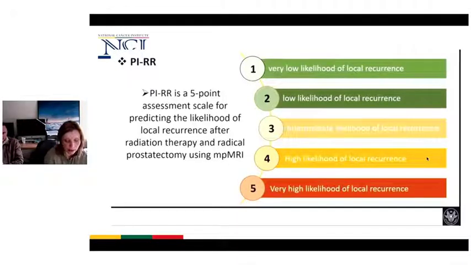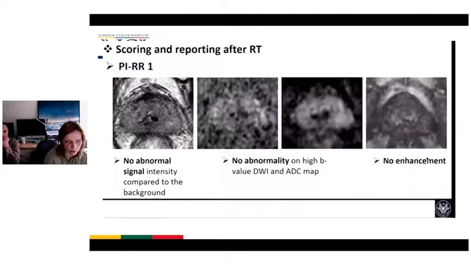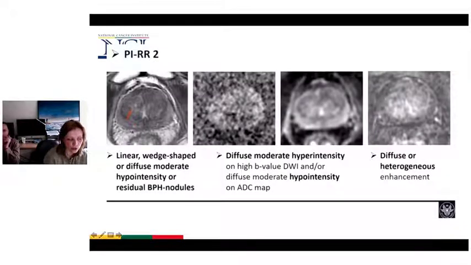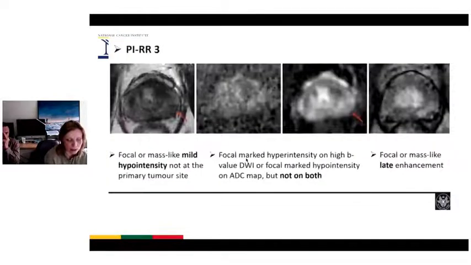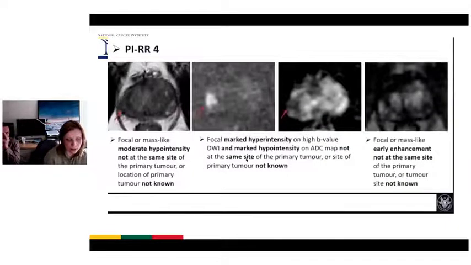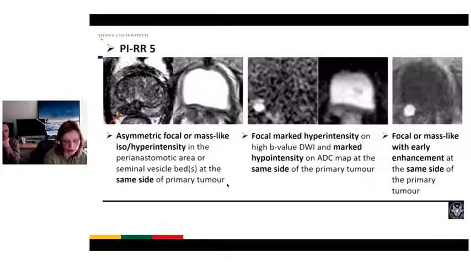And the main thing to know is where the lesion was in the first images. So of course, if we see nothing, it's 1. If we see some wedge-shaped or diffuse hypointensity, it's 2. It's very similar to PI-RADS. If we see something, but we do not really know, it's 3. And if we see a lesion, but it does not correspond to previously known cancer, it's 4. And if we see it at the previous cancer place, it's 5. So that's the only difference. It's just for you to know.